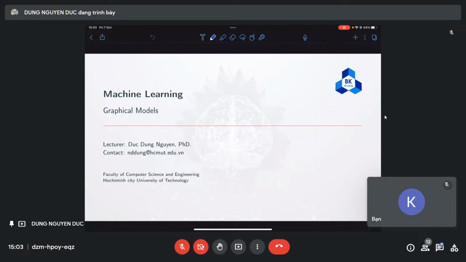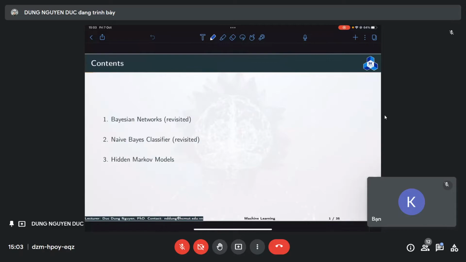So we are going to have the last half of this semester talking about neural networks only. But for now, let's just focus on the basics of machine learning. Okay, and yeah, let's see what we have today.